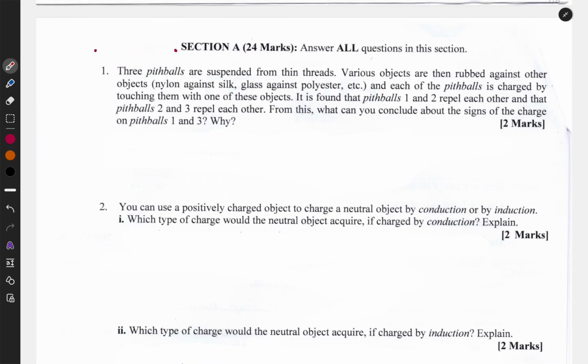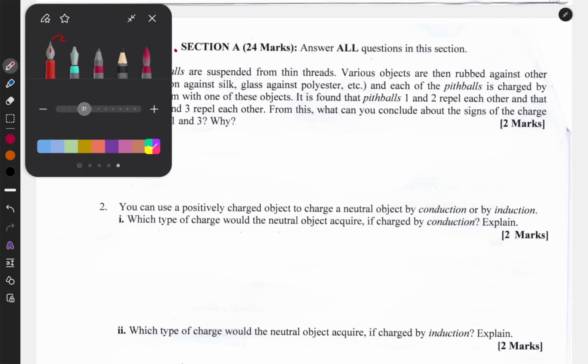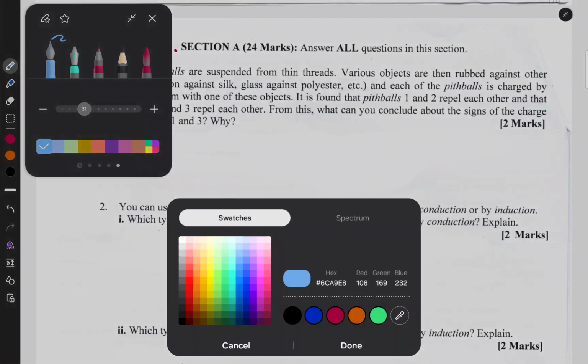Let me see if we can. I like this crane. Okay, so let me increase the size a little bit. Choose blue. Which one? I'm enjoying this, right? Done.